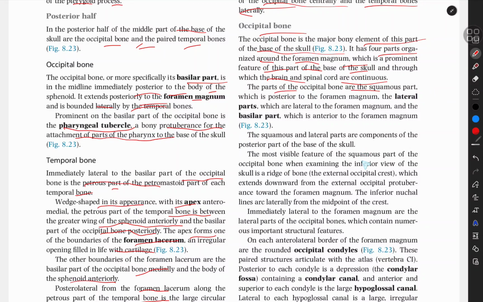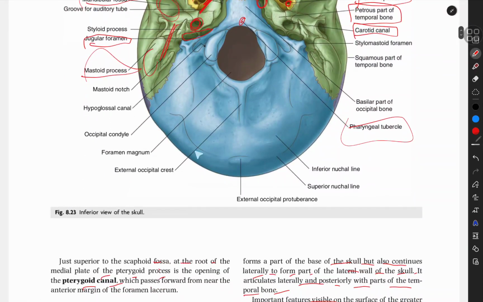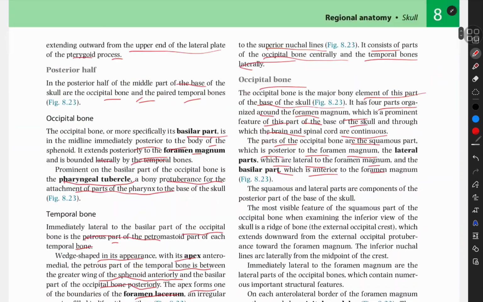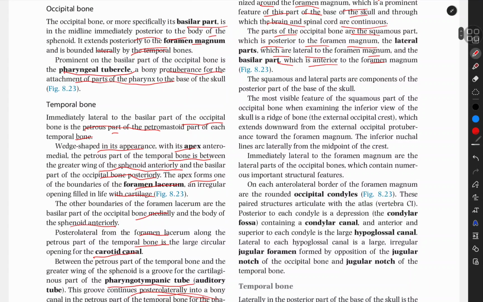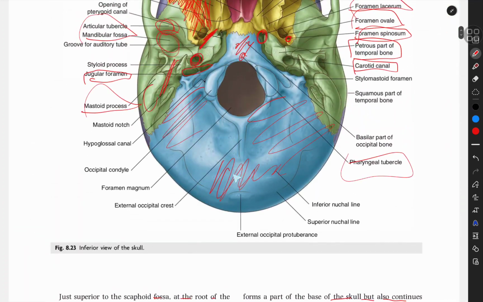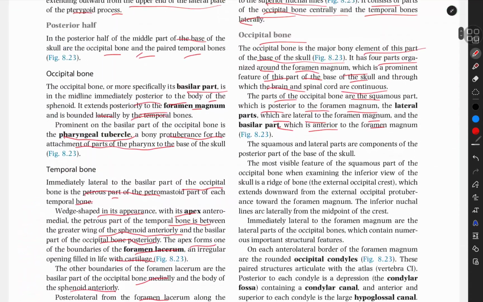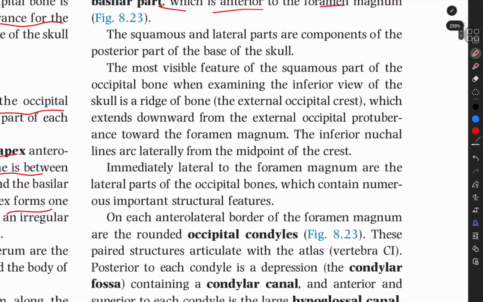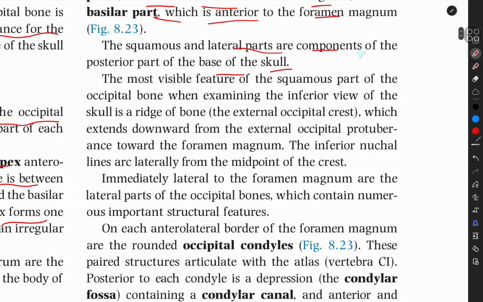The parts of the occipital bone are the squamous part, which is posterior to the foramen magnum, the lateral parts, which are lateral to the foramen magnum, and the basilar part, which is anterior to the foramen magnum. Basilar part, and the squamous and lateral parts. Oh, sorry, this is the squamous part. The squamous and lateral parts are components of the posterior part of the base of the skull.